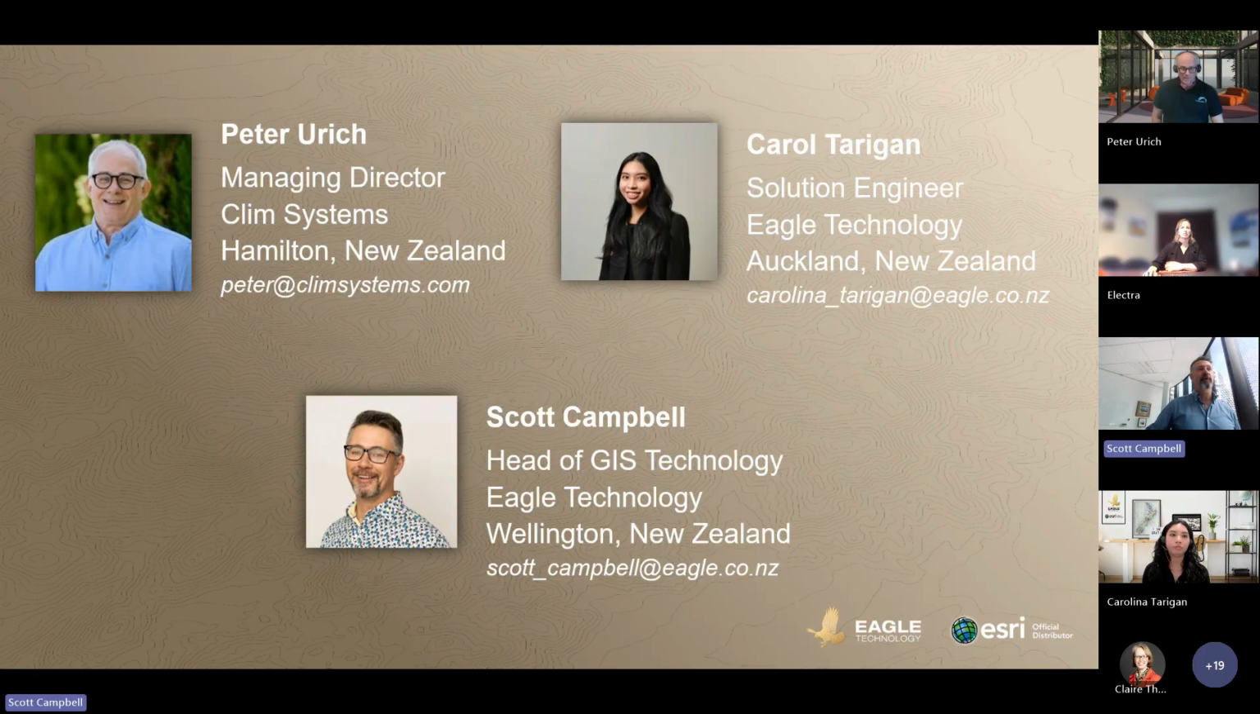So Peter is the managing director of ClimSystems, which is a global leading organization working on climate change analysis and prediction with a really strong geographic aspect to that. And this world leader happened to be based in Hamilton, New Zealand, so we're particularly lucky to have them in the local region. Peter himself has been doing this work for over 20 years.